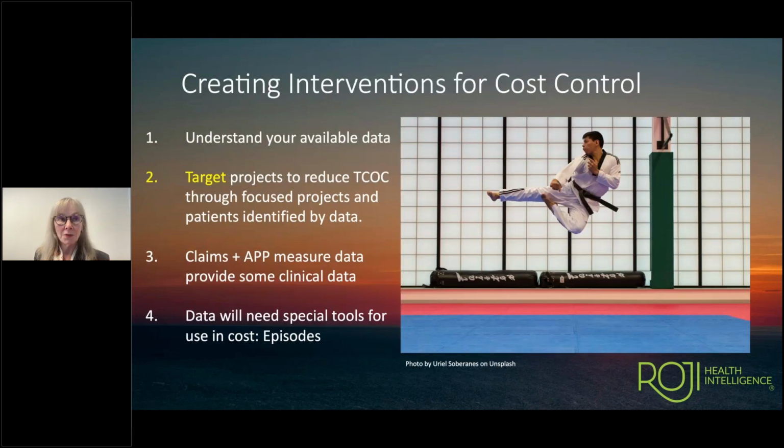The creating of interventions for cost control is one of the things that we'll focus on today. And there are basically four things you need to keep in mind. Understanding the available data, or the data available to you at the point that you're doing the measurement, targeting projects to reduce total cost of care, developing a claims plus APP plus quality measured data to provide some clinical data, and then focusing on that data and what it will do to support your projects. And then massaging that data so you actually have a point of comparison. And we'll go into all of these.